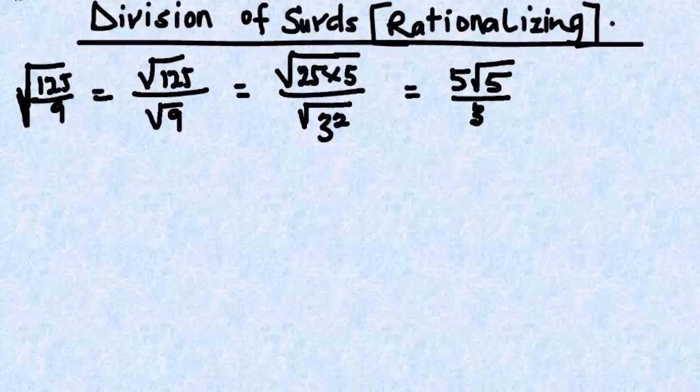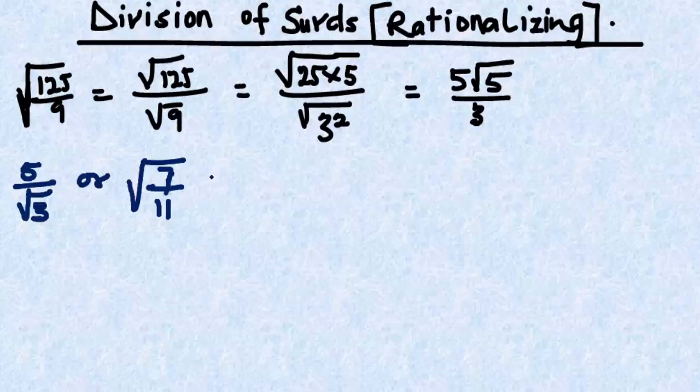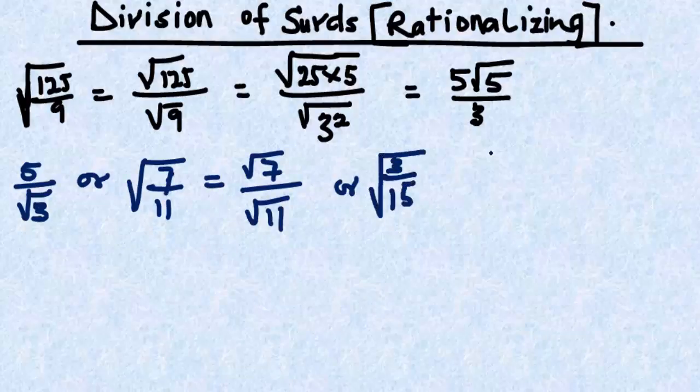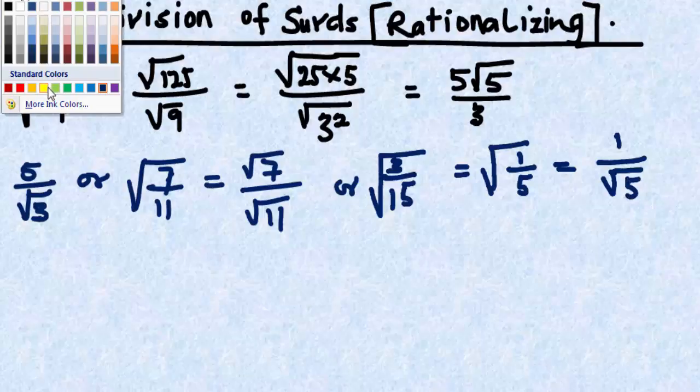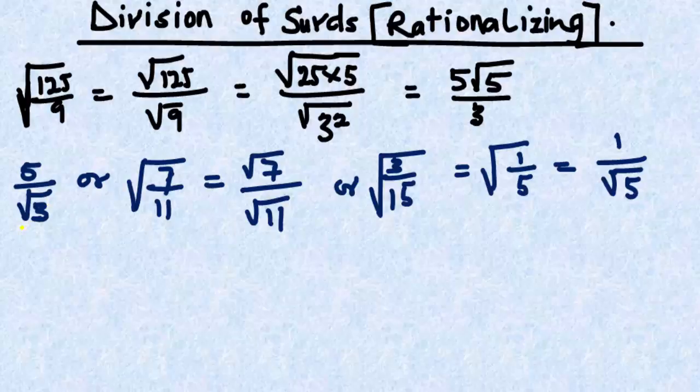However, there are situations where, before and after the simplification, there is a surd in the denominator, for instance 5 over root 3, or root 7 over root 11, or root 1 over root 5, which can be simplified as 1 over root 5. In all these situations, we have a surd in the denominator. So we need to get rid of the surd in the denominator by multiplying the numerator and the denominator by the surd of the denominator.